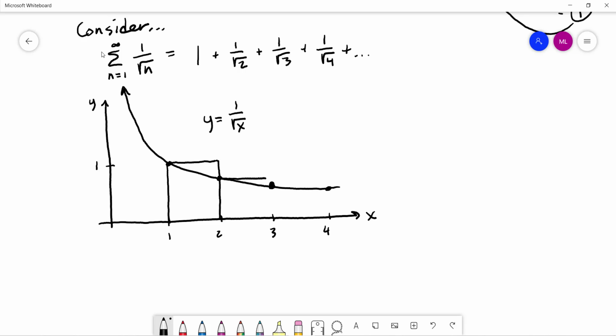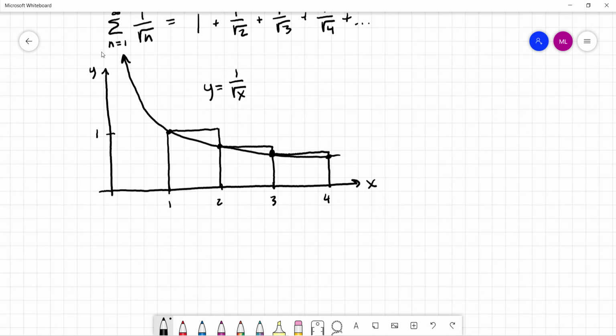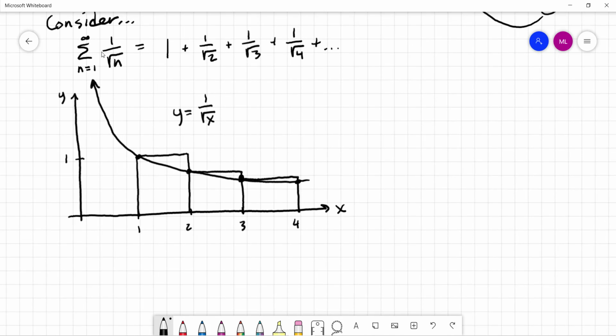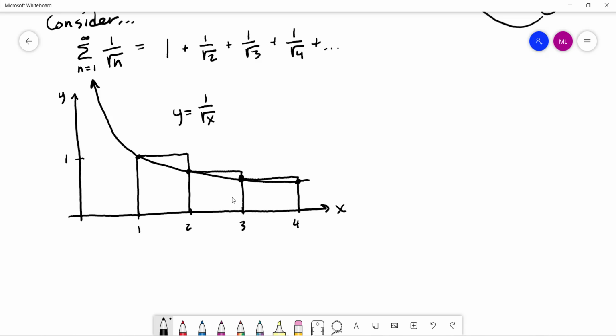And then here's the next rectangle. And here's the next rectangle, and so on and so forth. They would look like that. What are the associated areas here? Well, again, I've designed the areas of these to line up with these numbers over here.